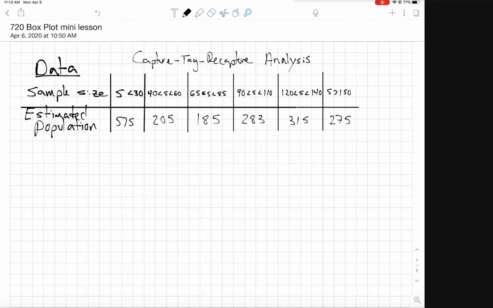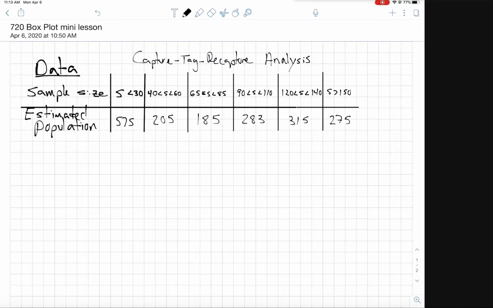Sample data from a student in one of our classes for the estimated population based off different sample sizes. So what we want to do today is construct a box plot in order to capture this information better, to analyze it. What do you guys think I should be doing first if I want to construct a box plot for this data?